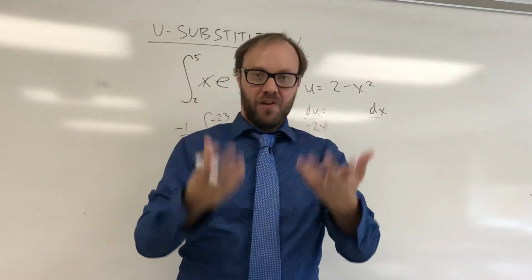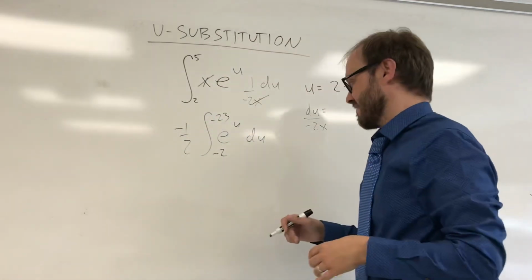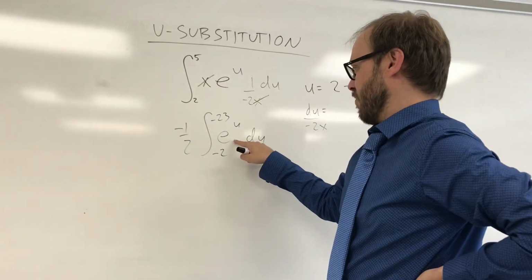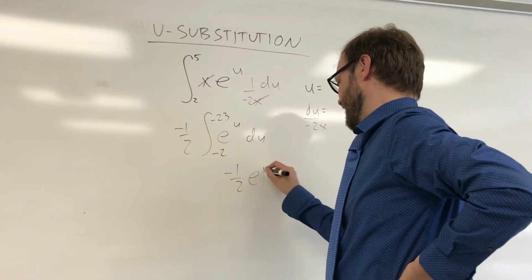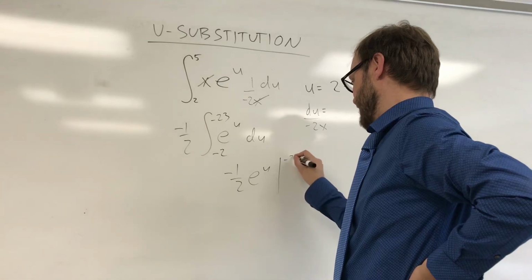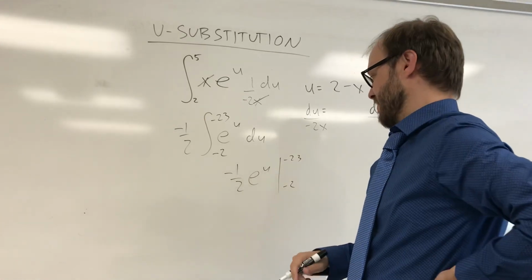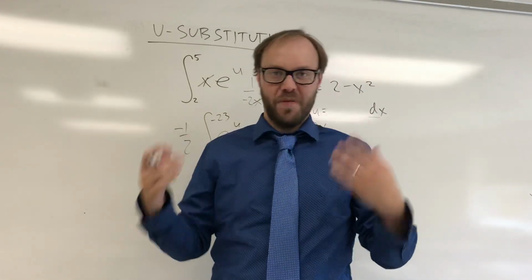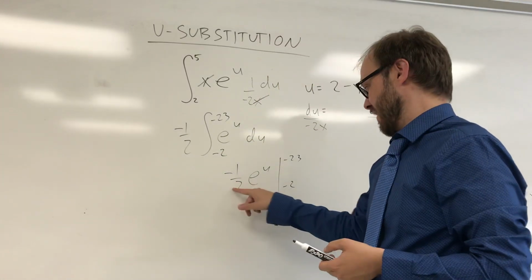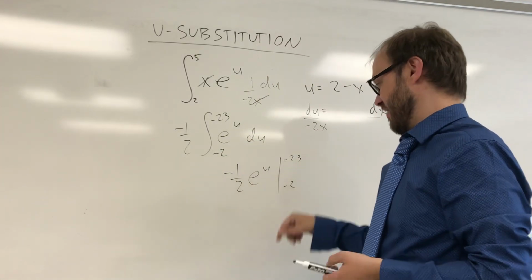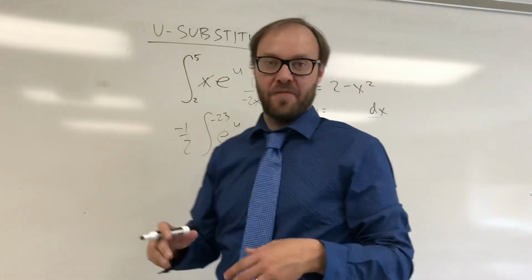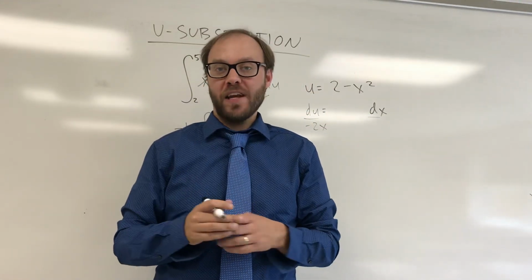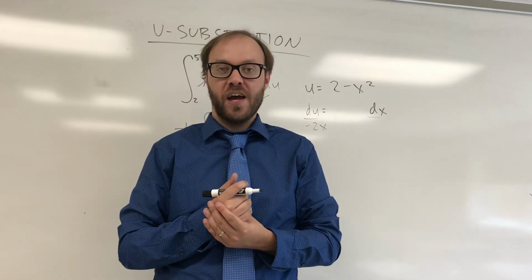And then you can go through the fundamental theorem and all of that. So the antiderivative here, of course, would just be e to the u. Of course, we've got that constant out there as well. We're going to evaluate it between negative 23 and negative 2. And anyway, this gets pretty messy at this point. But anyway, we'd have negative 1/2 e to the negative 23rd minus negative 1/2 e to the negative 2nd, and that would be a very messy integral. But the point is, that's how u-substitution works.